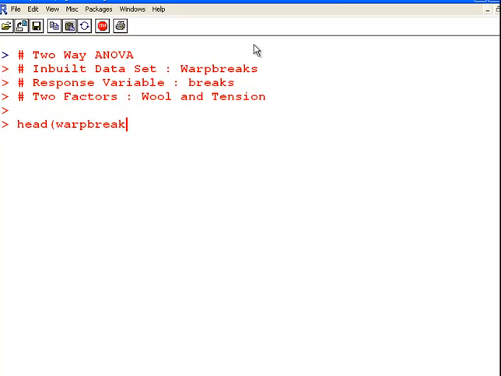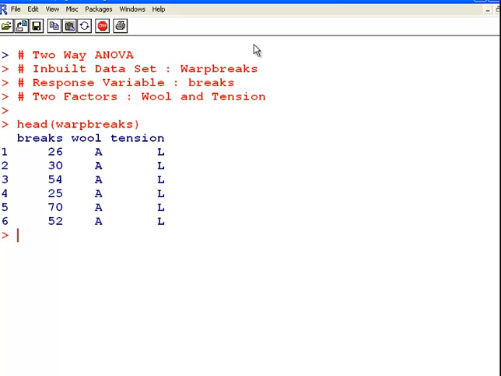So let's quickly have a look at warpbreaks. I don't need to install it or anything, it's an inbuilt data set. There we have it: breaks, wool, and tension. Just a quick remark, watch out for the capitals. I have it written with capitals there, but I should not. Let's also have a quick look at the summary of warpbreaks.